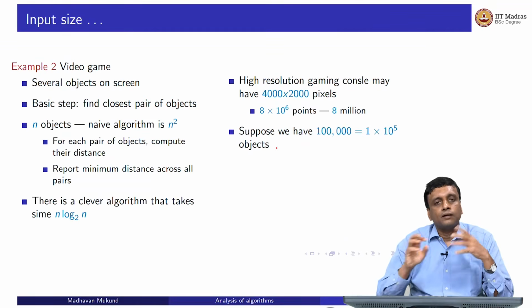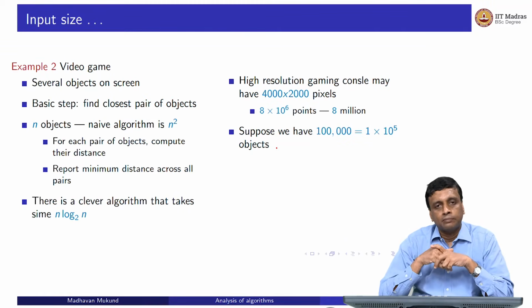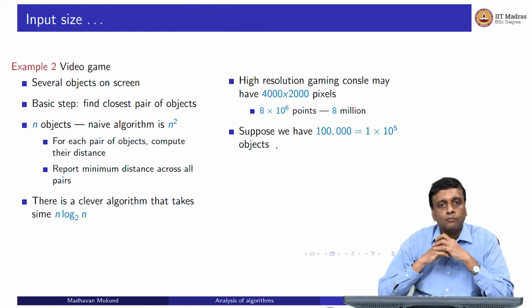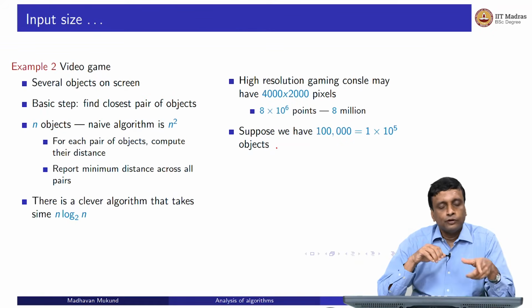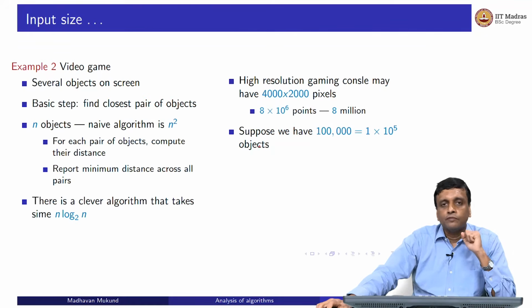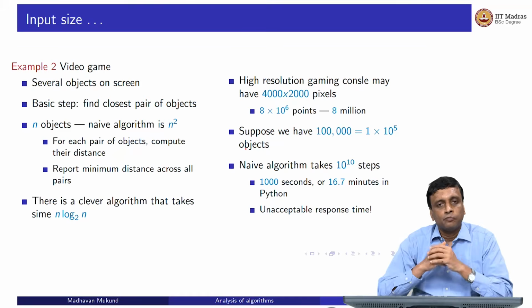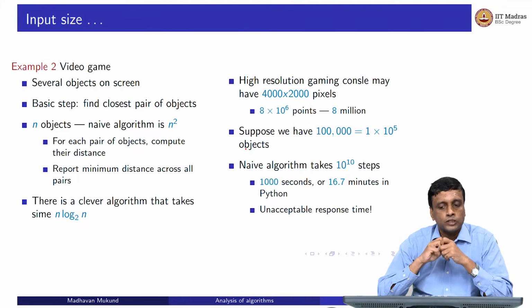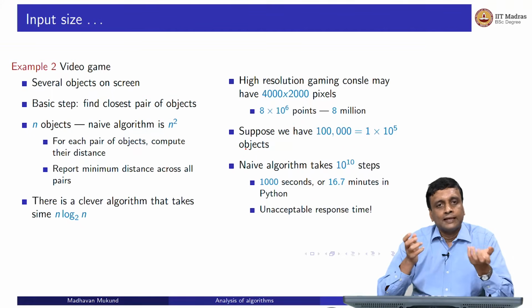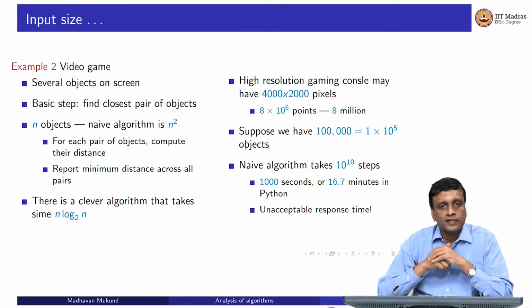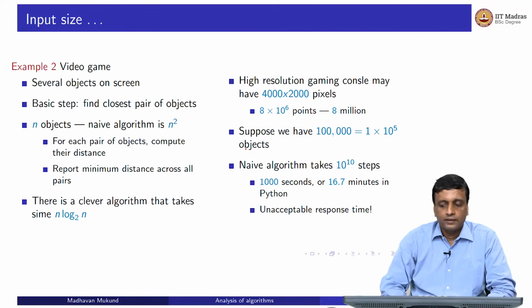So let's assume that this game designer has actually programmed this game so that there can be at any given time up to 10 to the power 5 objects on the screen. Now, if you do our naive algorithm for computing which pairs are closest to each other, then we are going to take roughly 10 to the 5 times 10 to the 5, which is 10 to the 10 steps in order to make this update. And if you do a simple calculation based on our earlier estimate of how fast Python is, this will take us 1000 seconds, right? So 1000 seconds is 16 minutes.